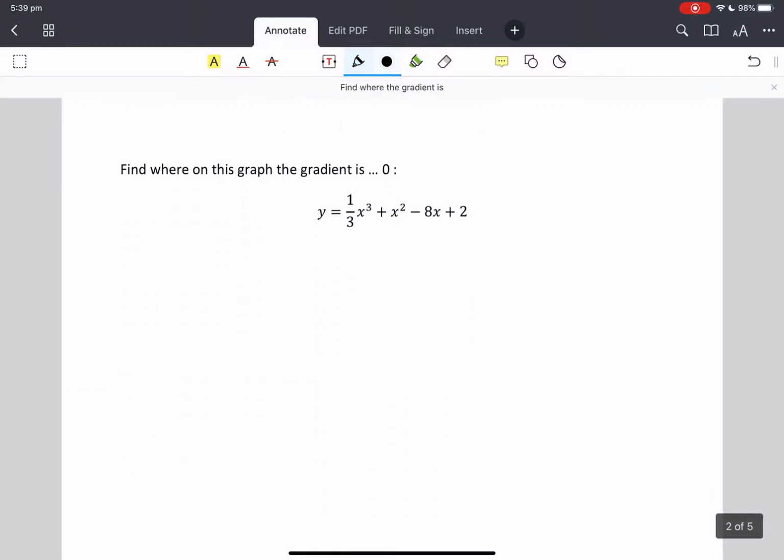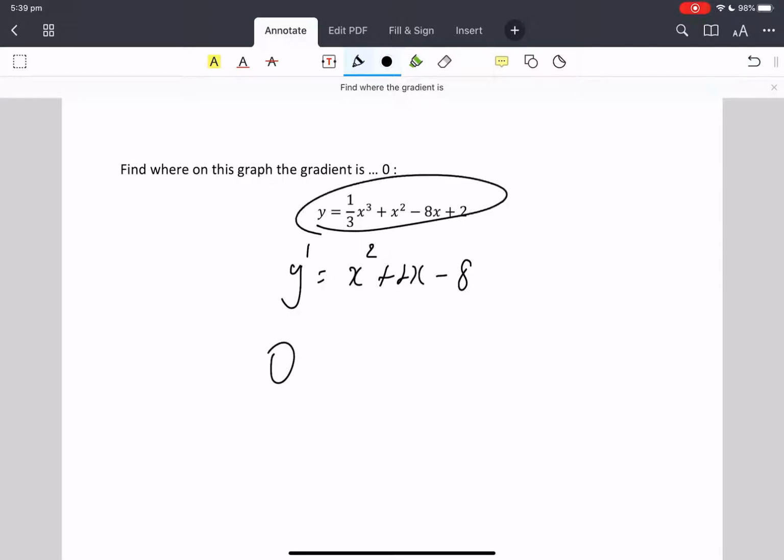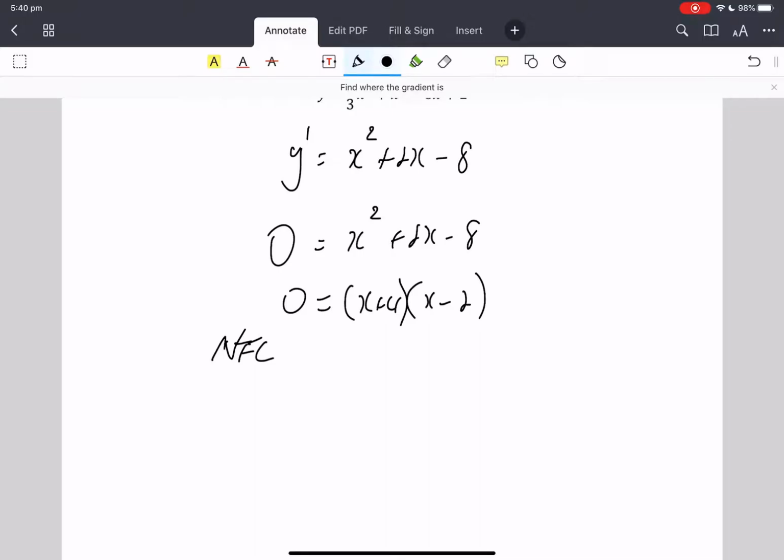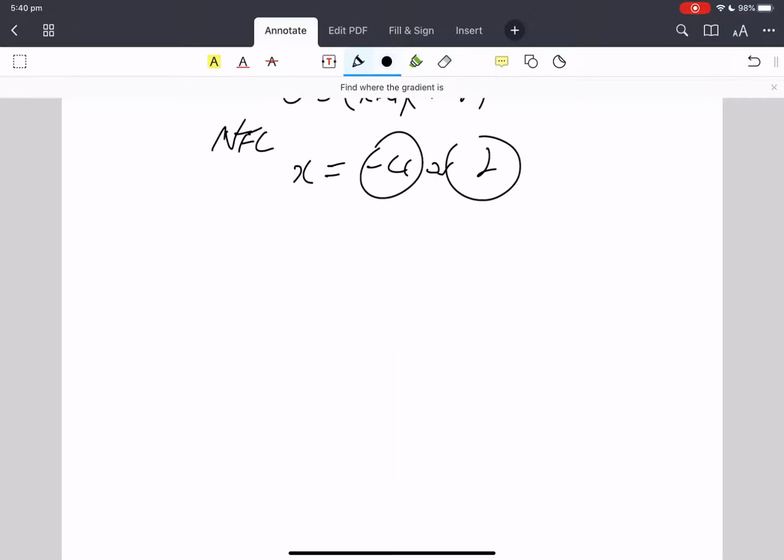Find where the gradient is 0. So we've already found out that y dash is... And we're going to set the gradient to 0, because that's the same function as before, equals x squared. We know we're going to factorise it, use the null factor law. Gosh, that was hard. X plus 4. So there's going to be, what is that? X equals... So there's 2 spots where the slope is 0.